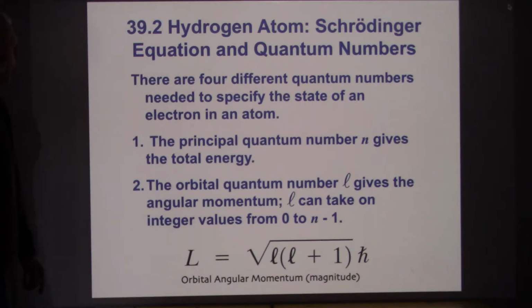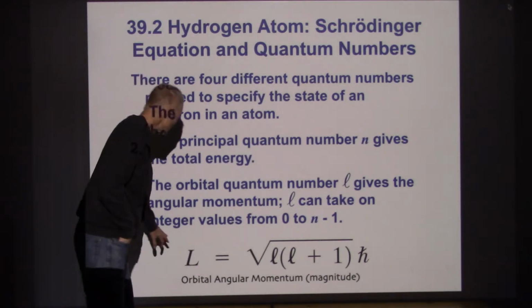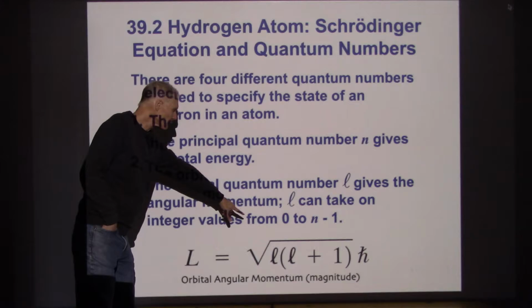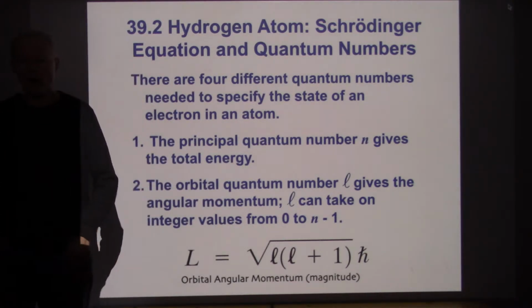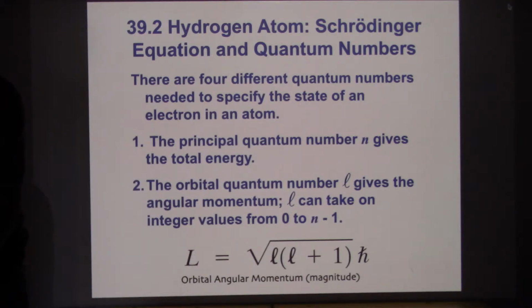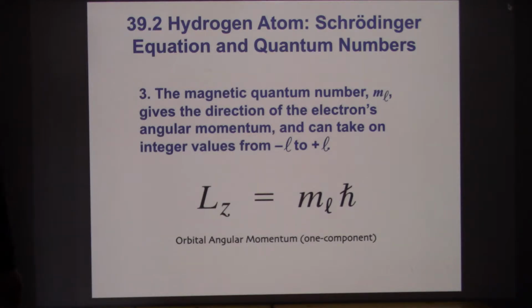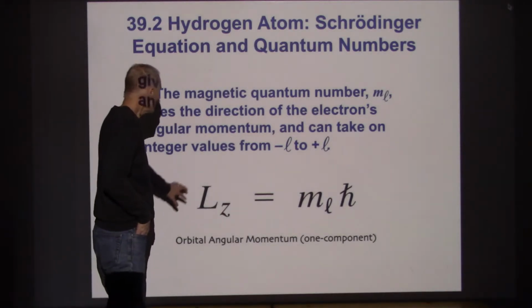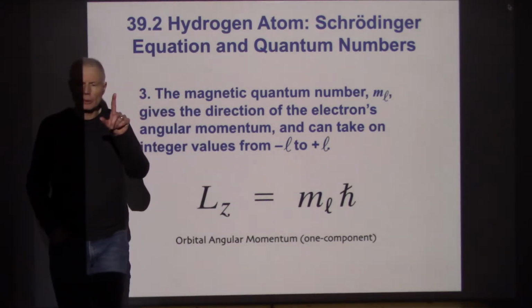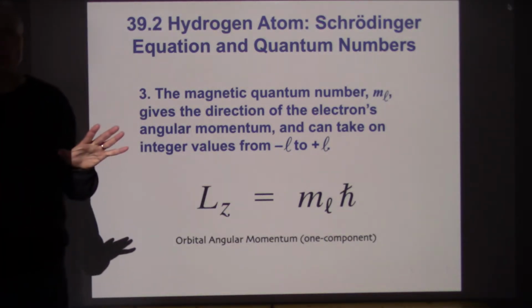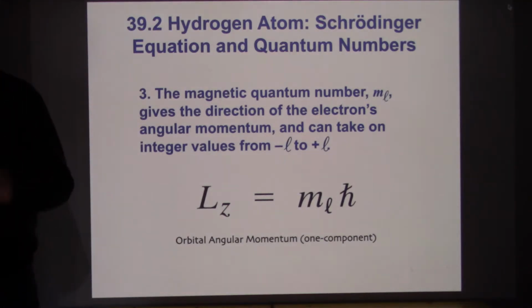And then here are the formulas for the angular momentum. So the total angular momentum is represented by the square root of L times L plus 1, times h bar, where h bar is in units of angular momentum. So we can think of that as a standard set of angular momentum. If we just look at one component, instead of the overall magnitude, the amount of angular momentum in a particular direction quantizes into values of m sub L.